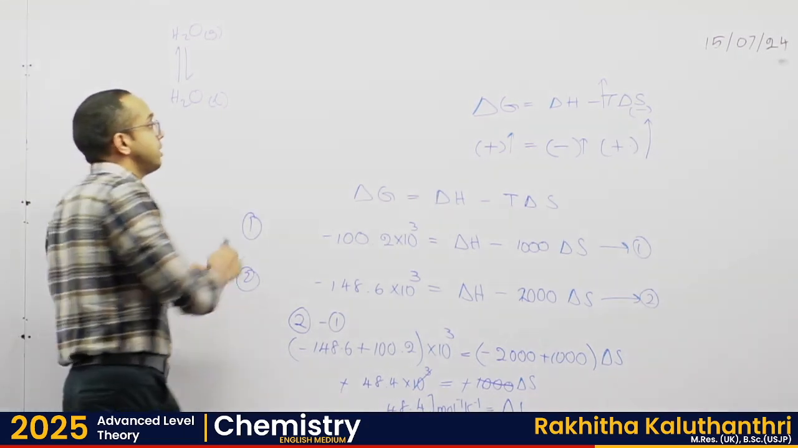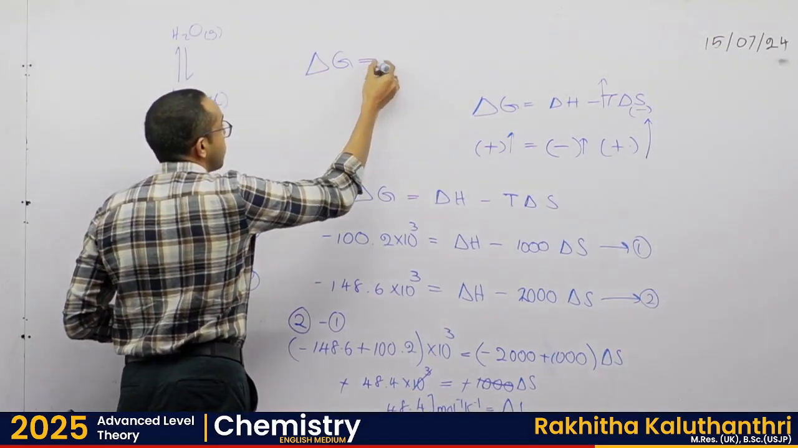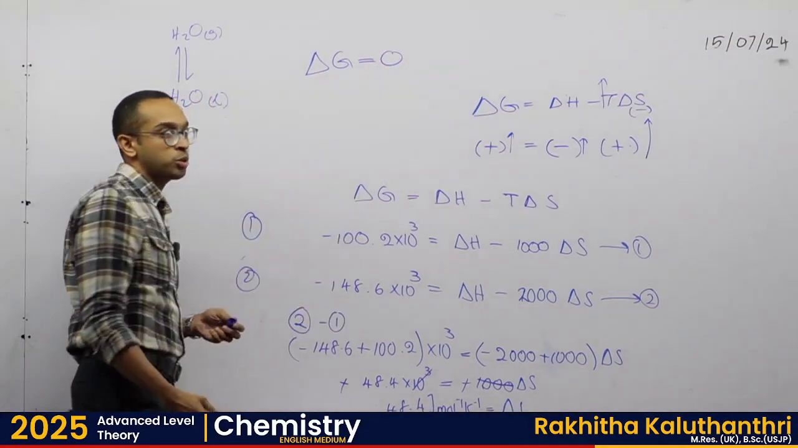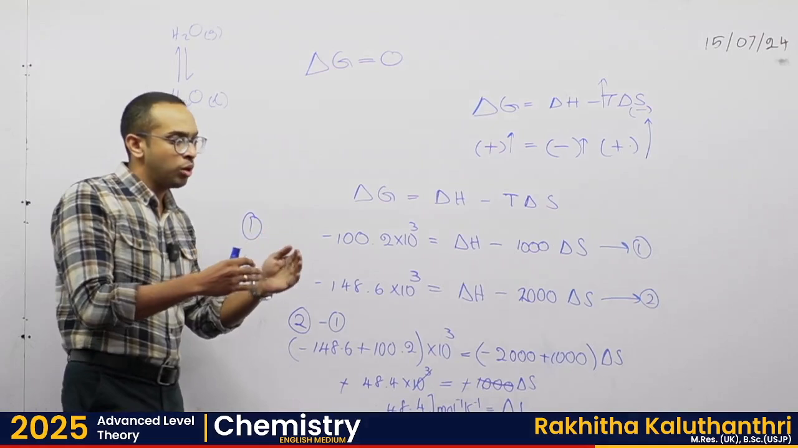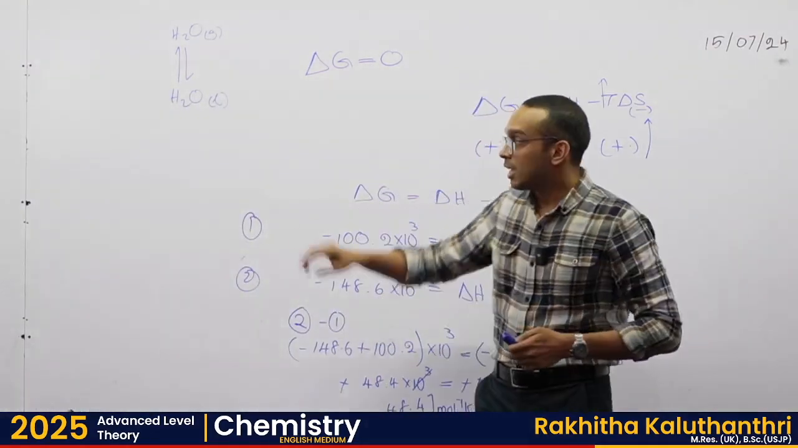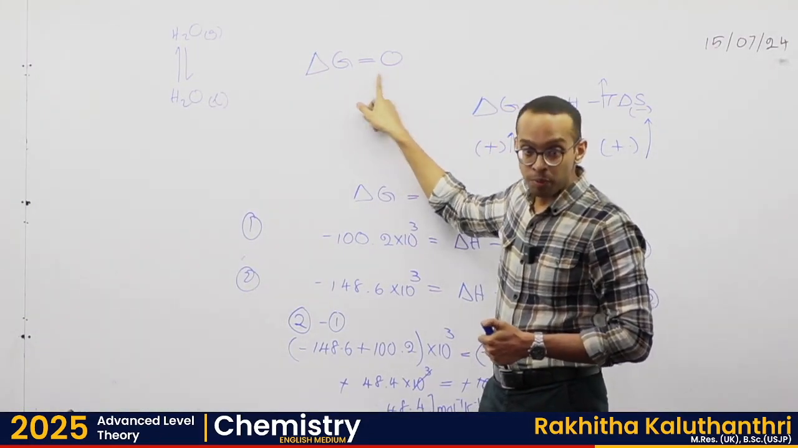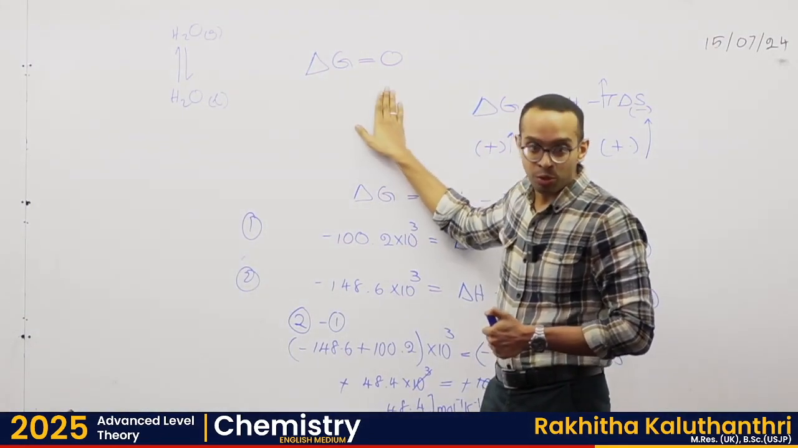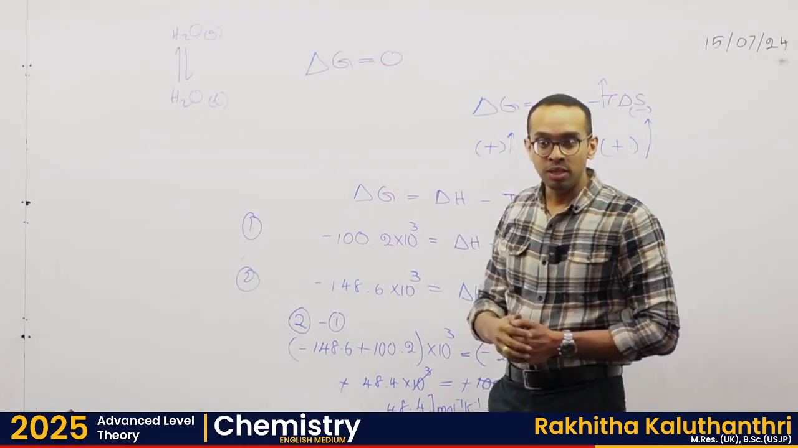So what is the delta G value at that temperature? What should be the delta G value? 0. Whenever we have to find a temperature value for a chemical reaction, if they ask you to find the temperature at which this reaction becomes feasible, we always take delta G as 0. Clear? Delta G should be minus values, but we can't take -1 and do the calculations. So we write delta G is 0 and do the calculation.